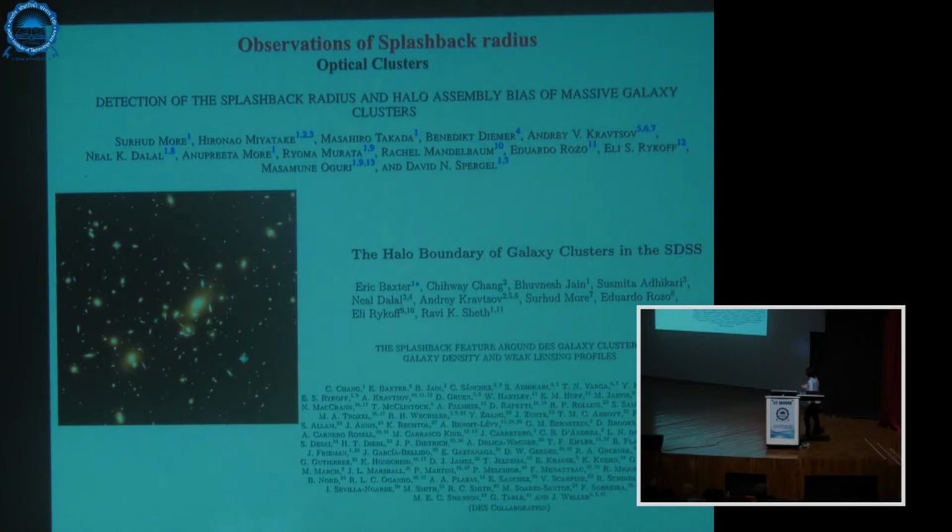So the first detection of the splashback radius feature was done around 2016 by More et al., where they looked at optical clusters in SDSS. These were the redMaPPer clusters in SDSS, massive clusters expected to be more than 10 to the 14 solar masses. They measured the splashback profile in the galaxy distribution for the first time, and it was clearly visible at the edges of the dark matter halos. In subsequent work, there was more work with the SDSS clusters and also in the DES galaxy survey.